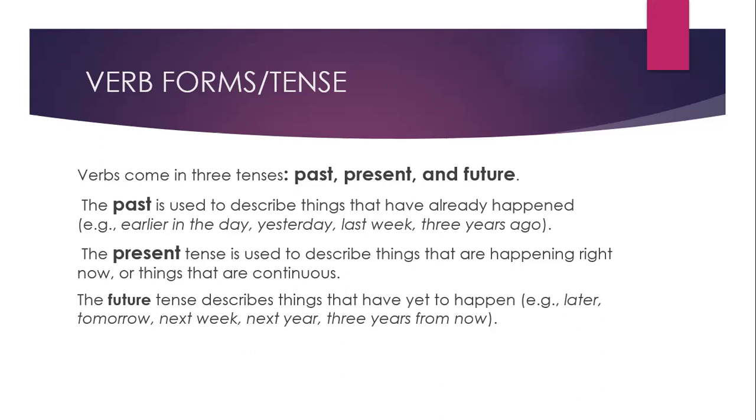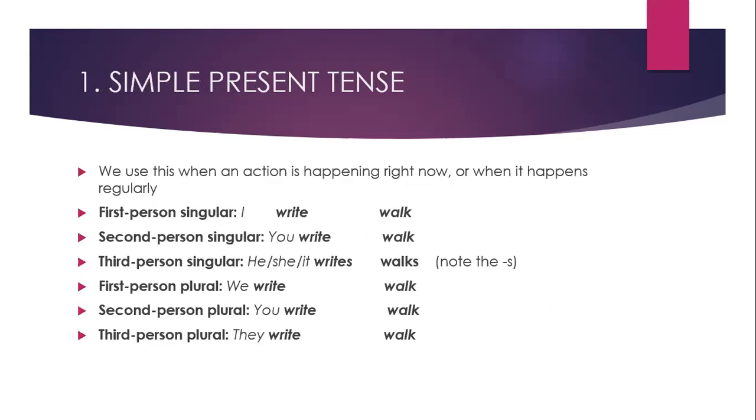Now, verbs come in three tenses. We have the past, the present, and the future. What this means is that we can use the tense to express something, an action or a state of mind or being that occurred in the present, in the past, and the future. Now, the past is used to obviously describe things that have already happened. The present is used to describe things that are happening right now or things that are continuous. They are still happening as we talk. And the future tense describes things that have yet to happen.